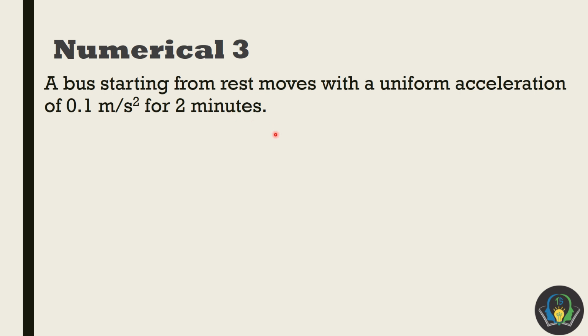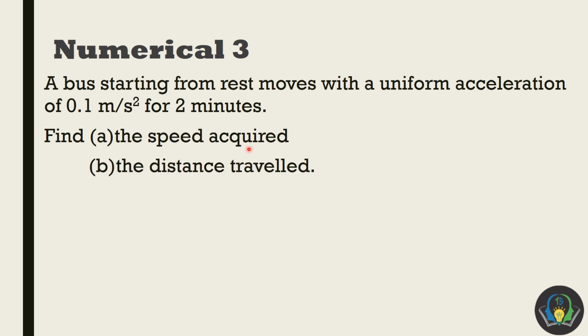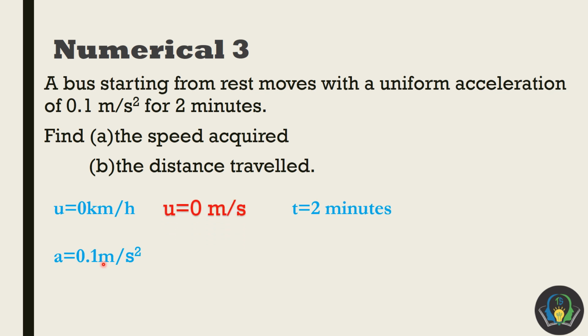So let's see what we are supposed to find. We have to find the speed acquired, that means the final velocity, and the next thing is the distance traveled. Here the things have changed. First of all, we shall be observing our data. U will remain 0 since the object is beginning from rest. Your acceleration is 0.1 meter per second square, which is given again. And your time is 2 minutes, which is nothing but 120 seconds. So we shall now be converting all the things into standard form. So u will remain as 0 meter per second. Time will be 120 seconds since 1 minute is equal to 60 seconds.